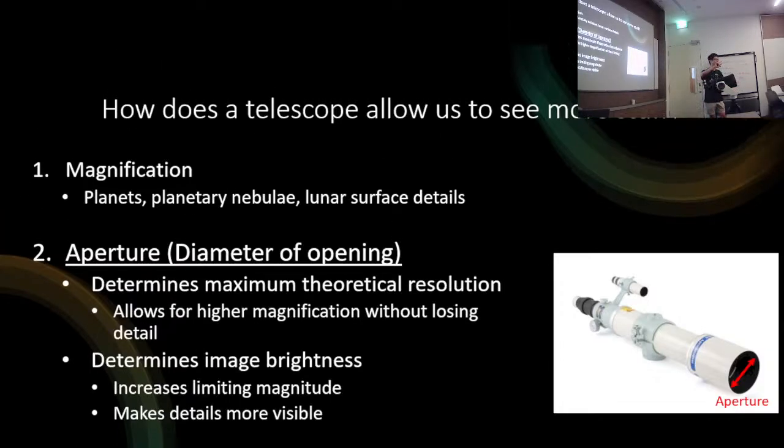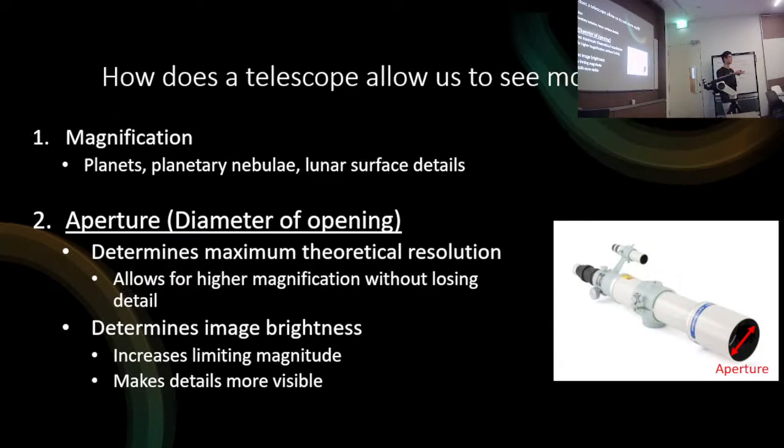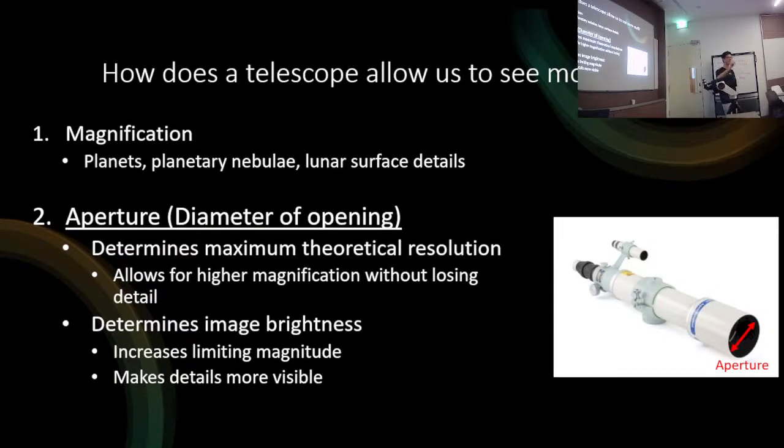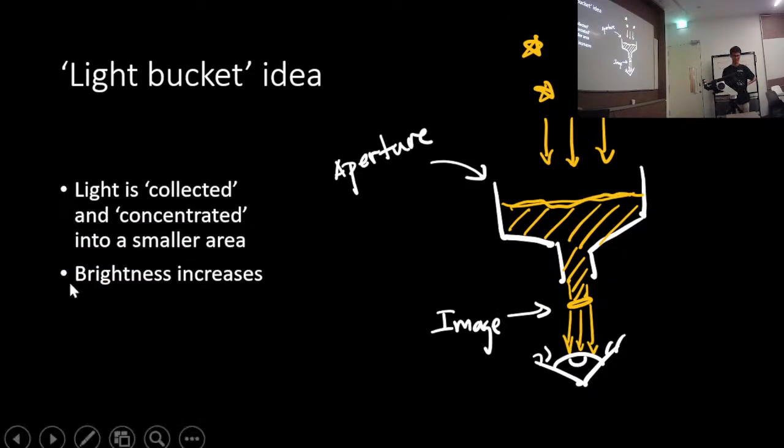There are two ways that aperture is more important than magnification in determining how good a telescope is for astronomical purposes. The first is that the bigger the telescope, the sharper your images will be. The second is that the bigger your aperture, the brighter the image, right? This is a very brief summary of what you need to know. The rest of the talk will dig into why this is the case.